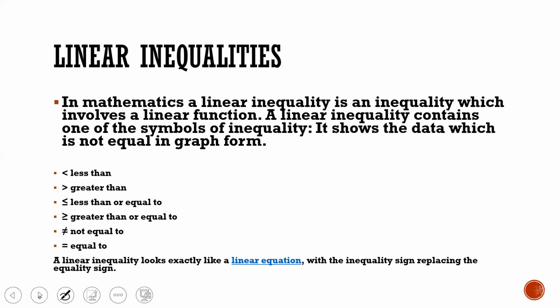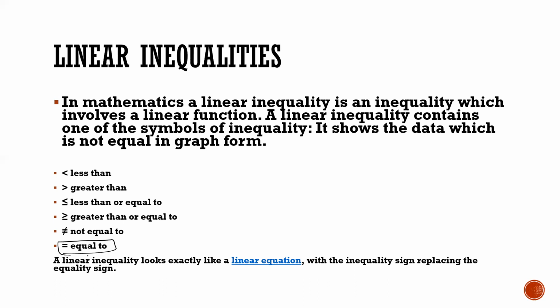Now we'll be talking about linear inequalities. What is a linear inequality? In mathematics, a linear inequality is an inequality which involves a linear function. A linear inequality contains one of the symbols of inequalities which we have just discussed, which are less than, greater than, less than or equal to, greater than or equal to. A linear inequality looks exactly like a linear equation, with the inequality sign replacing the equality sign.